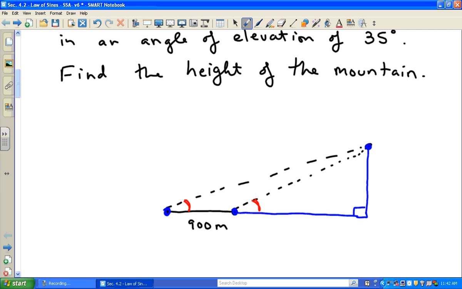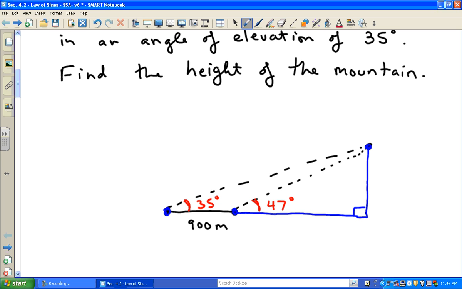Now they told us something about the angle of elevation for both of those sightings. They didn't tell us which was which, but you can figure it out from the measures. From the first sighting, from the point farthest away, you're going to have a smaller angle of elevation, so this one has to be the 35 degrees. And the second point we sighted from, we're closer to the peak of the mountain, so that angle is going to be larger. That would be the 47 degrees.